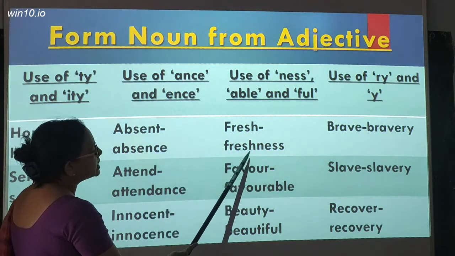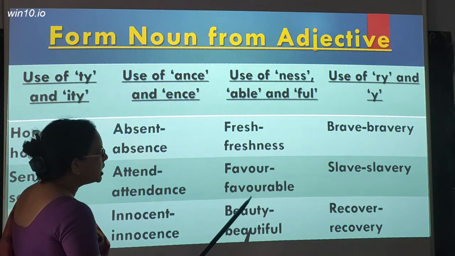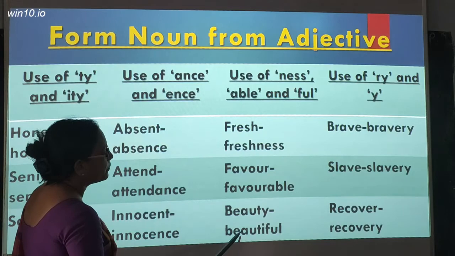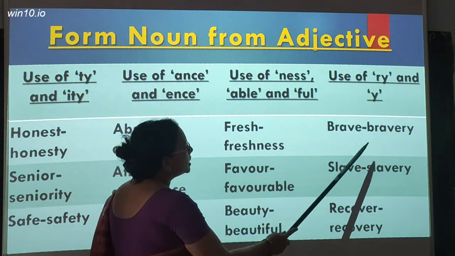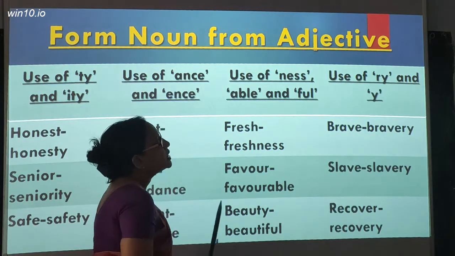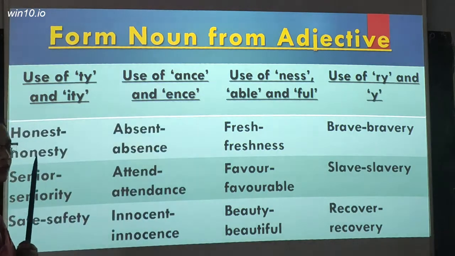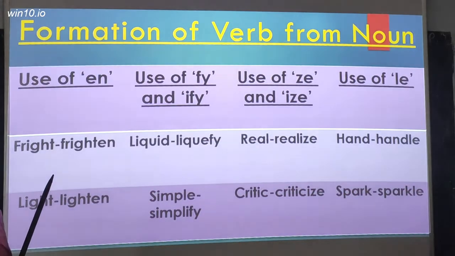Fresh, freshness. Same. Freshness is a noun. Favorable, favor, favorable. Beauty, beautiful. So this is also a noun. Brave, bravery. Slave, slavery. Recover, recovery. These are the nouns. Now, formation of verbs from nouns.